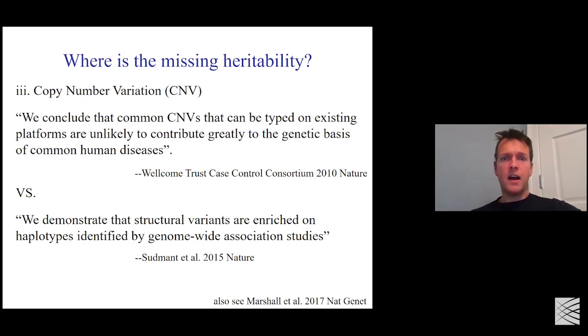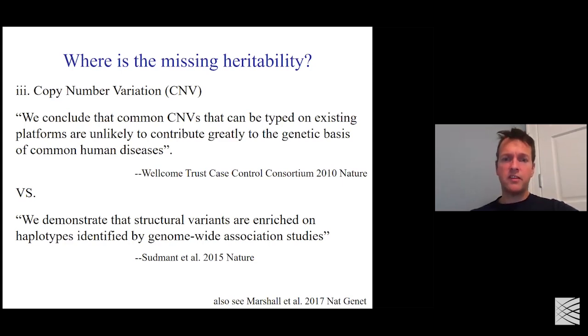Great, thank you. So it's possible that copy number variants could be important for disease, but their effects may not be so well tagged by SNPs, so that if you're only looking at SNPs, you won't see them. And we have to take that possibility seriously. Way back in the year 2010, this paper that I've cited suggested that common copy number variants that could be typed on existing platforms, and that's an important qualification, did not contribute much. But that may be saying more about the technology than about the biology.